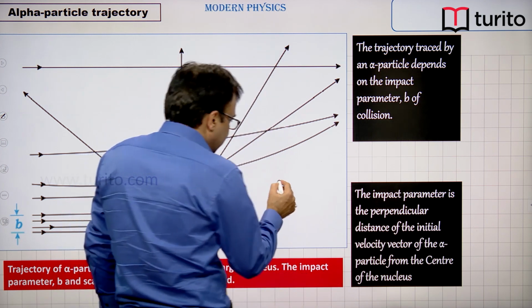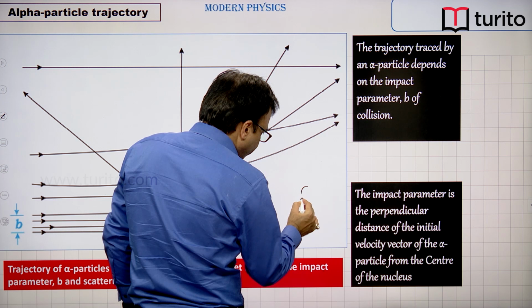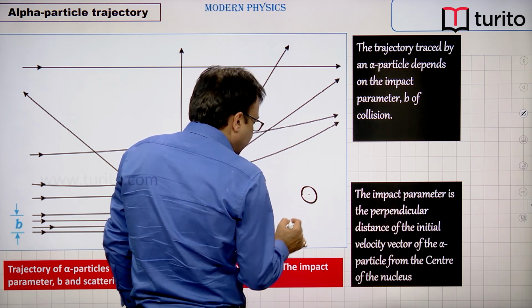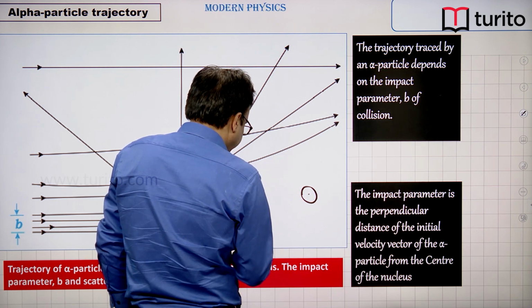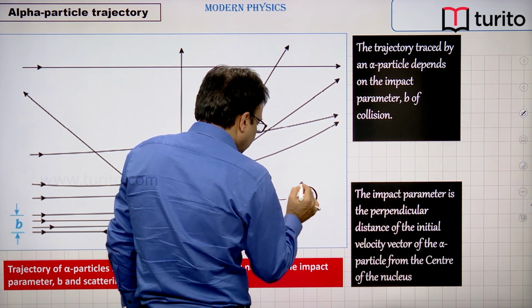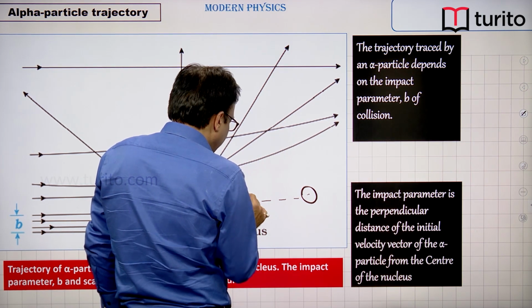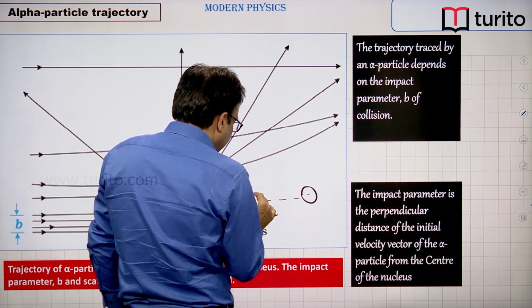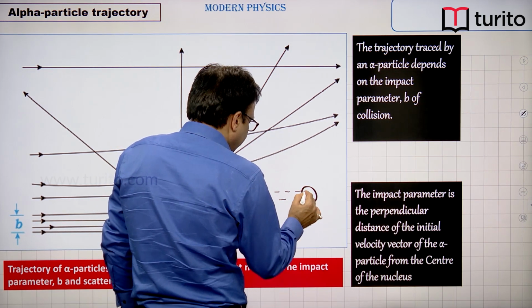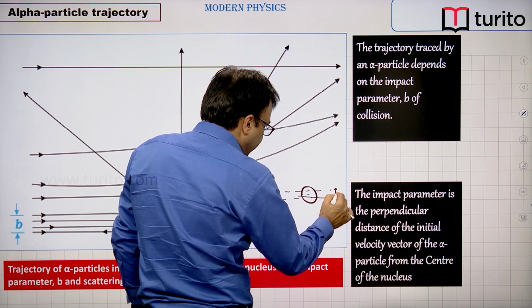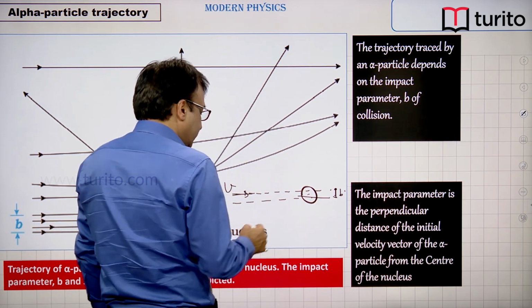the nucleus. Suppose this is the nucleus and this is the center of the nucleus. Then if this is the direction of velocity of the alpha particle, and this is the center, then this perpendicular distance is called the impact parameter.